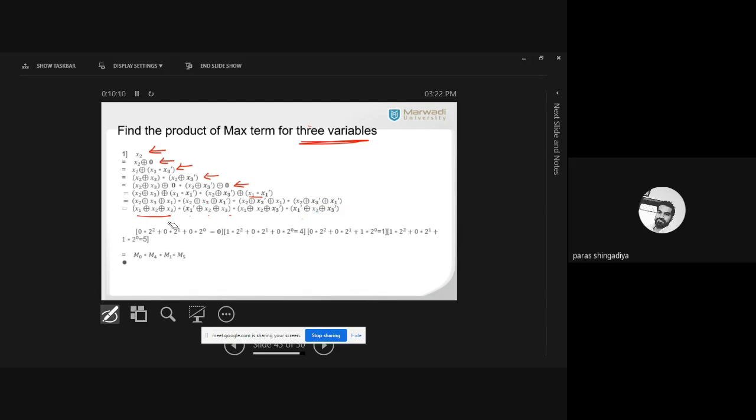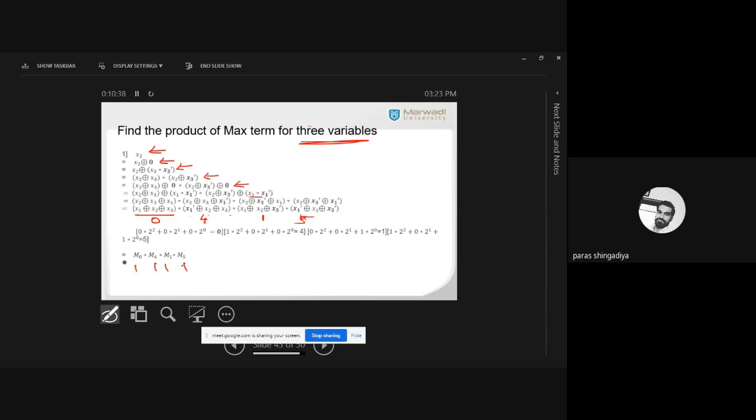Okay, and then after check the answer, the first bracket will define 0 because all three are normal. Okay, the second bracket will define 4, because x1 dash is there. The third bracket will define 1 only. Okay, and the last bracket will define 4 plus 1, so it is equal to 5. So it is M0, M4, M1 and M5. That is the product of max term for 4 variable.